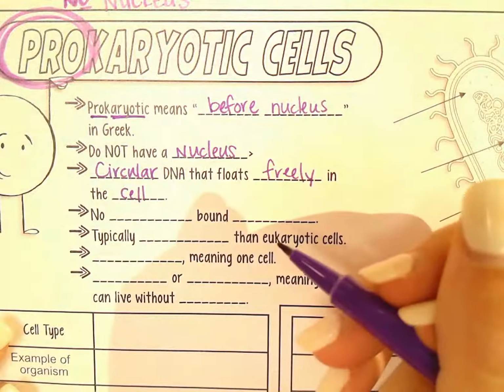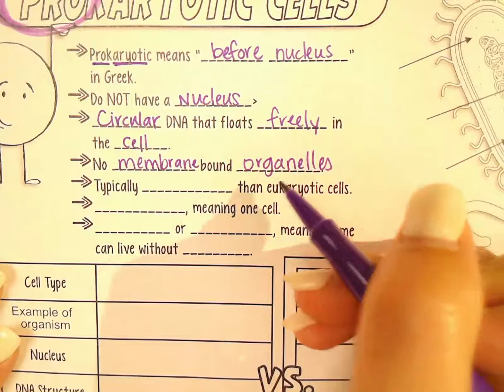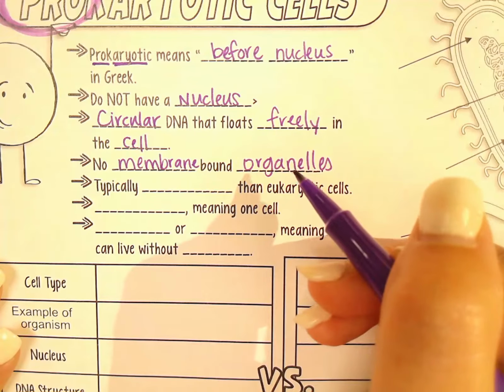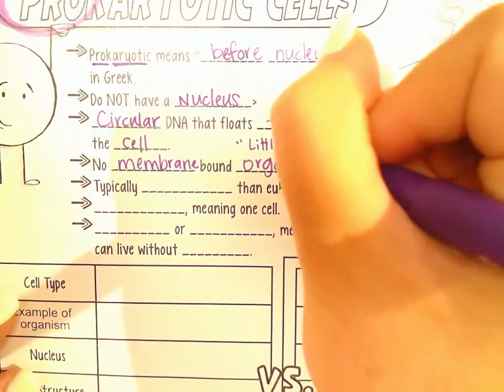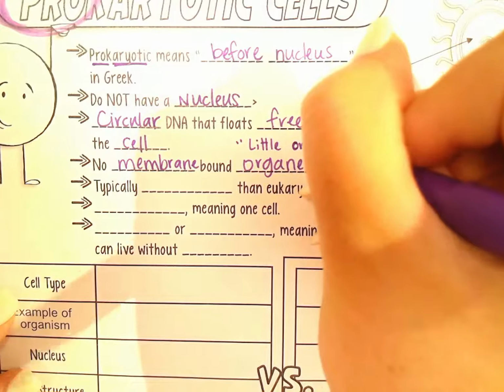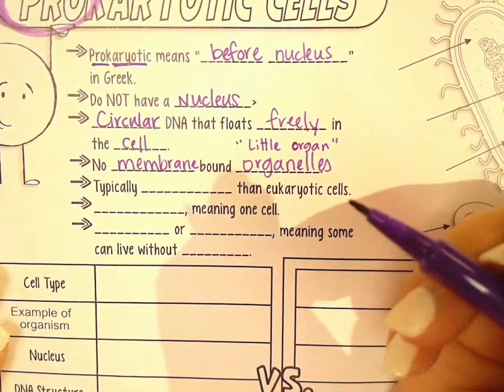membrane-bound organelles. What is an organelle? Well, we know that an organ is like a part of our body that helps it work, like our heart or our lungs or your brain, right? And so organelles literally means little organ. Okay? These are little organs that are inside cells that help it work.